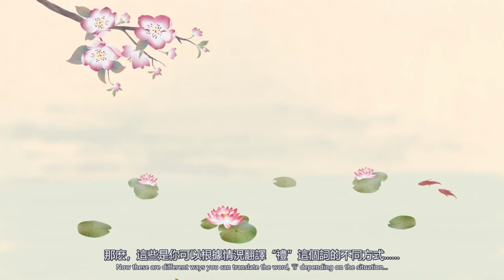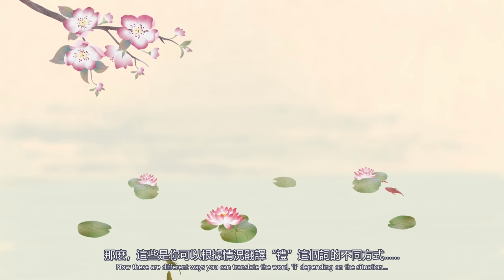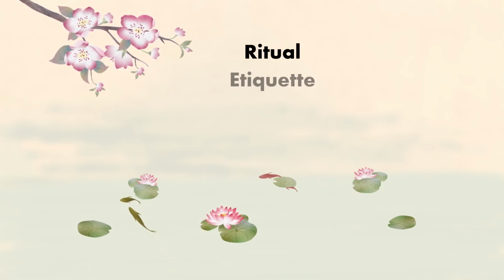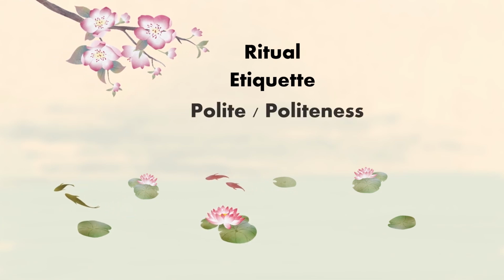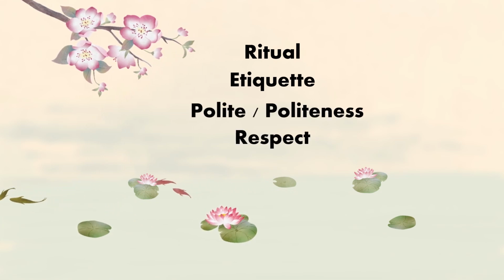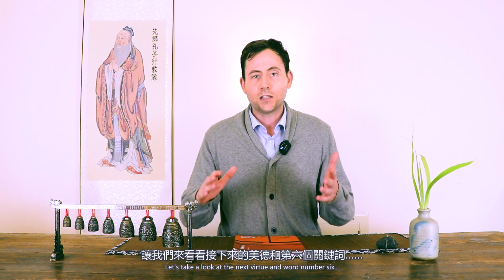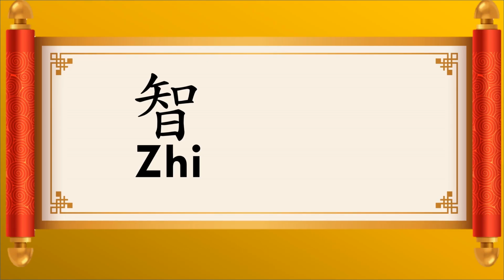Now, these are different ways you can translate the word 礼 depending on the situation. You can translate it as ritual, you can translate it as etiquette, you can translate it as polite or politeness, and you can even translate it as respect. Let's take a look at the next virtue and word number 6, 智.